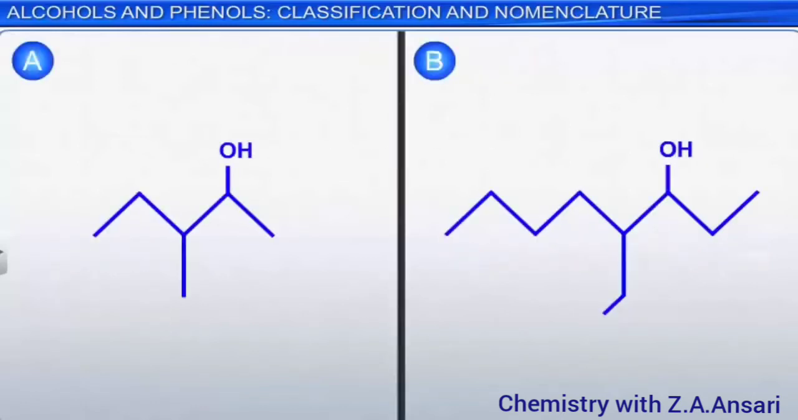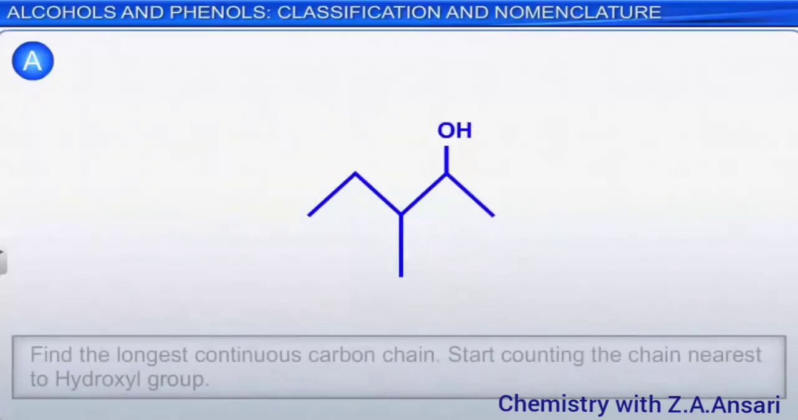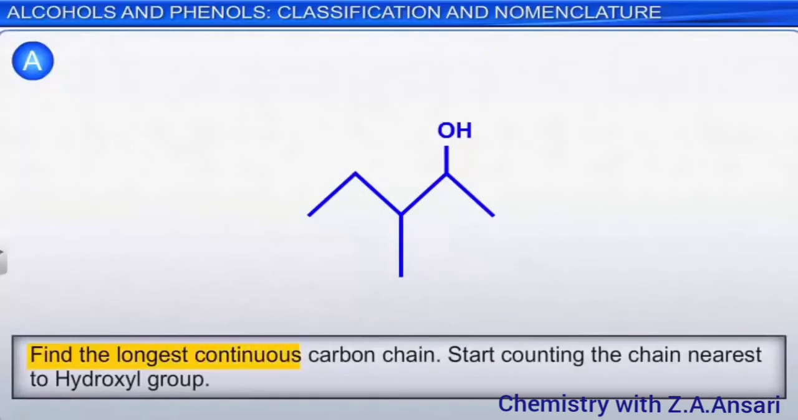Give the IUPAC names of these structures. Try to find the names on your own before checking the answers. When naming organic compounds, remember to find the longest continuous carbon chain.